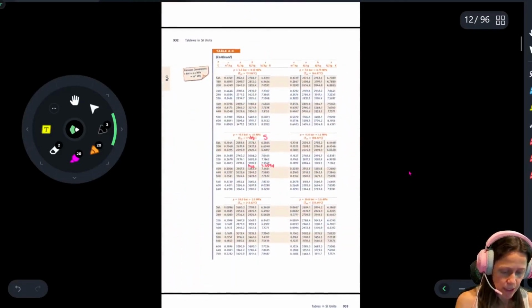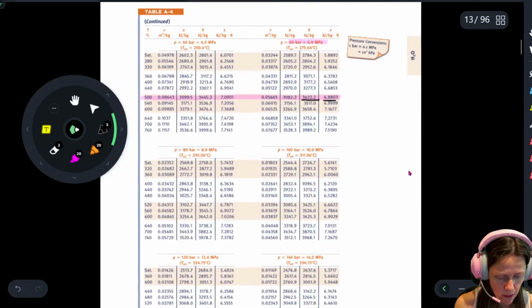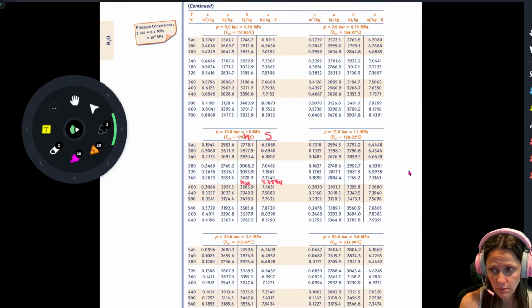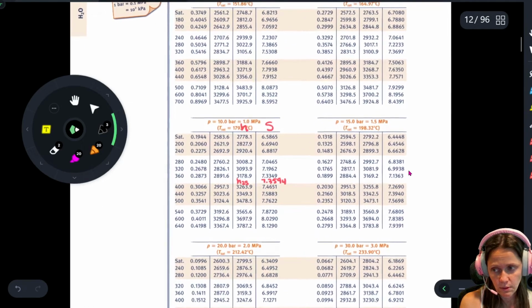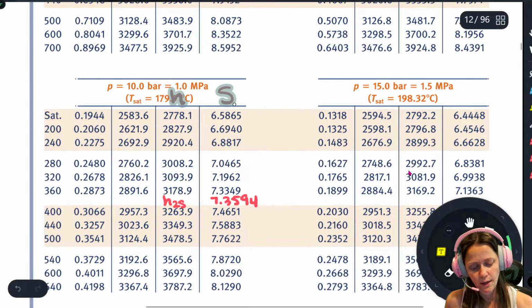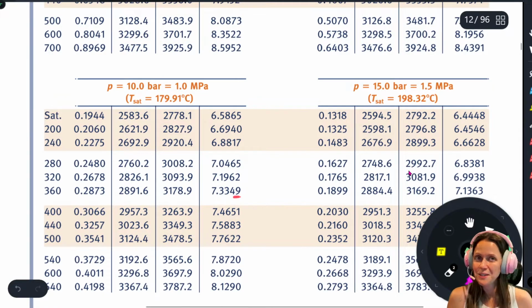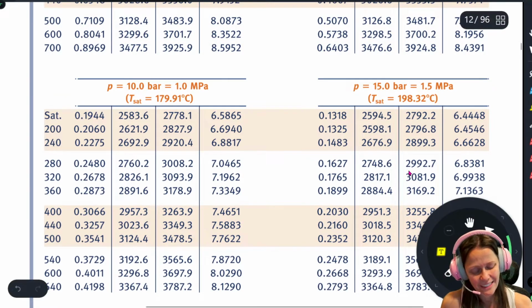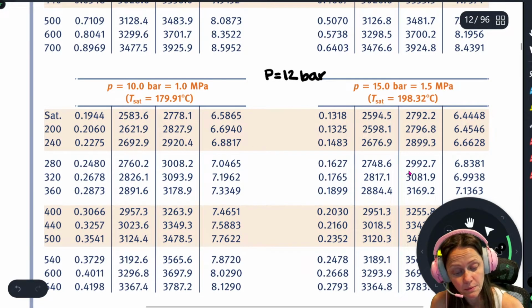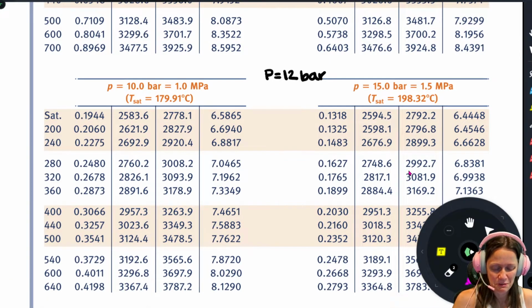So if I go to my superheated tables at 12 bar, 100, definitely not what I need. Oh no. Unfortunate, but a good learning opportunity, an excellent learning opportunity. So unfortunately, we don't have a box for 12 bar. We have it for 10 bar and for 15 bar, but we don't have it for 12 bar. So what do?